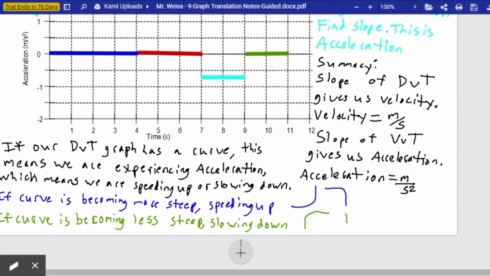When in doubt, just find the slope of the line at the beginning and the slope of the line at the end. If those two slopes match, then we know that it's experiencing constant acceleration. If those two slopes are different, meaning that we are getting bigger as that line progresses, then we're speeding up. If we're getting smaller as that line progresses, then we're slowing down.